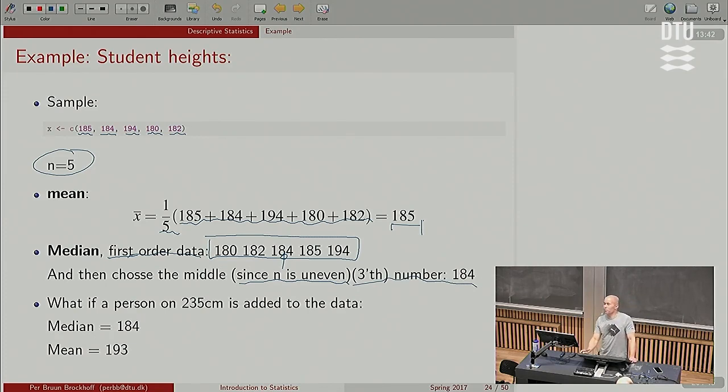Now we make a thought experiment. I am envisioning a new situation where I'm adding 200. We had an American basket guy coming into the sample. Let's just, for the fun of it, think about how would the mean and the median now be for the new data set. That gives us a bit of insight.